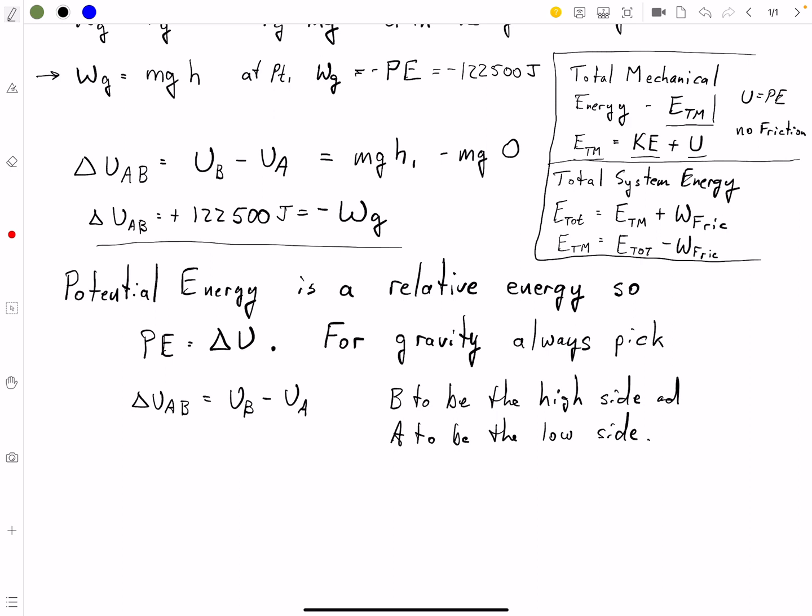Okay, so if we look at this term here, the work of friction, if there is no friction, there is no work of friction, and then therefore you have your energy total is equal to the total mechanical energy. If there is friction, then your energy total is equal to the total mechanical energy plus your work done by friction. And that means that if you want to solve for your total mechanical energy, then you have the total energy minus your work of friction.